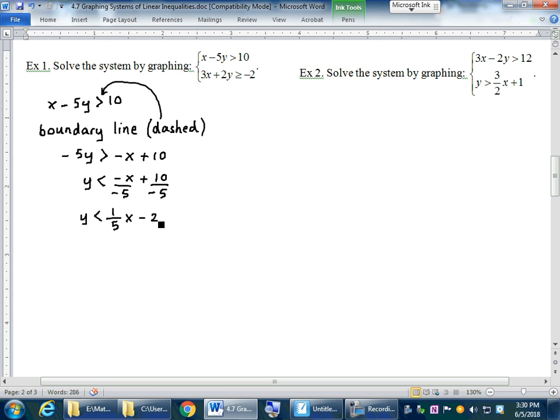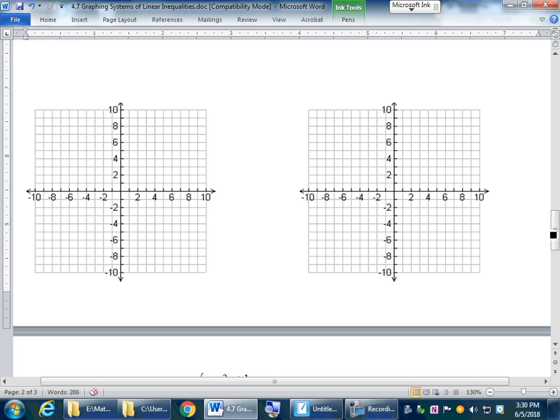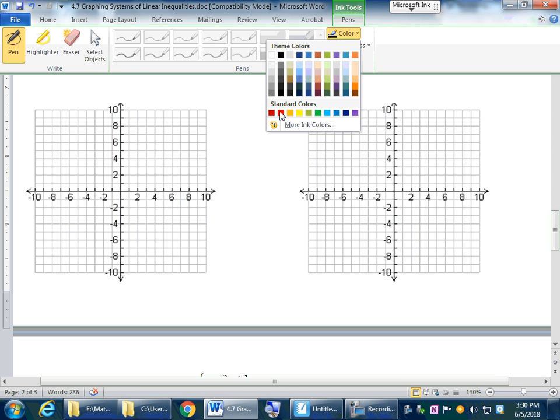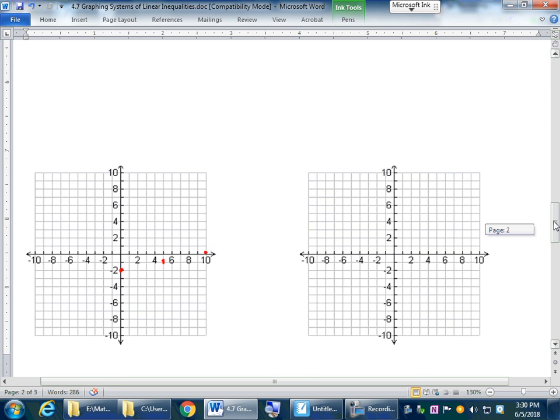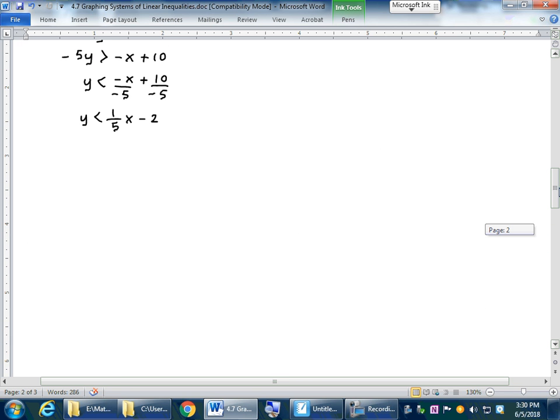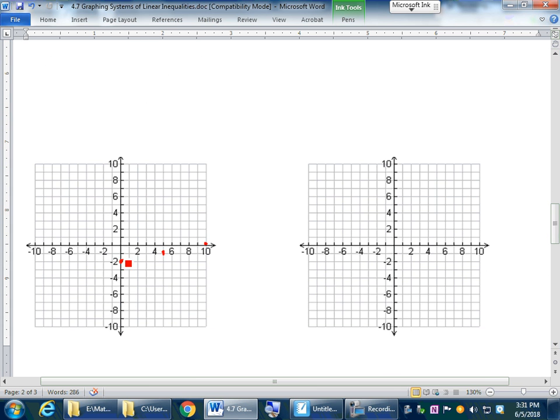And this allows us to graph. My y-intercept is negative 2, and the slope is 1/5. So going to the graph, my y-intercept is negative 2, which is right here, and then the slope is 1/5. So go up 1 and to the right 5 units, which is right here, and go up 1 and right 5 units again, which is another point right there. We know that it is a dashed line, so we're going to draw a dashed line.